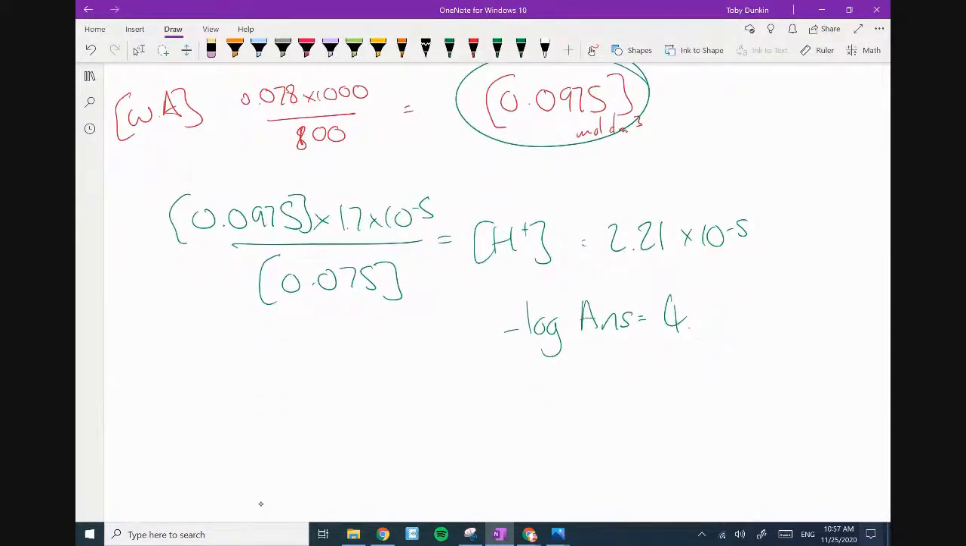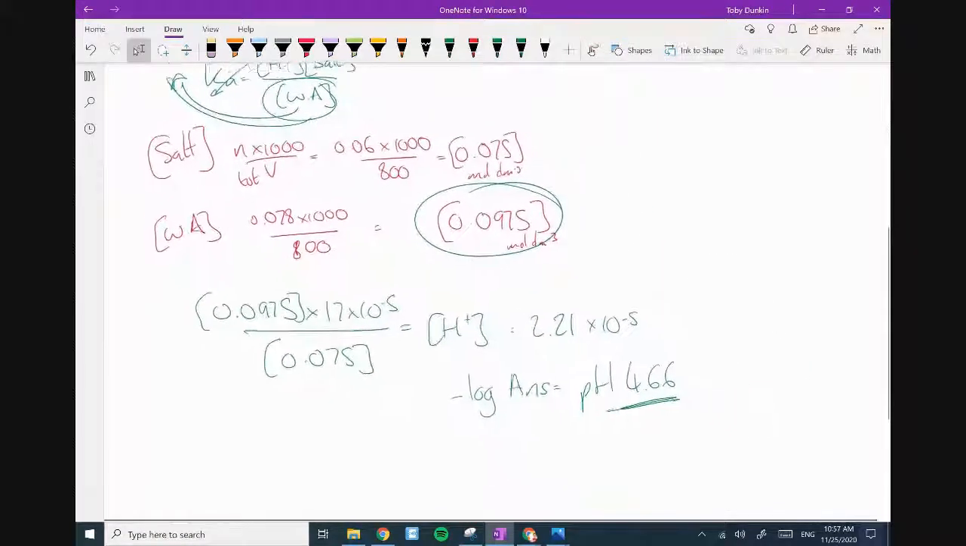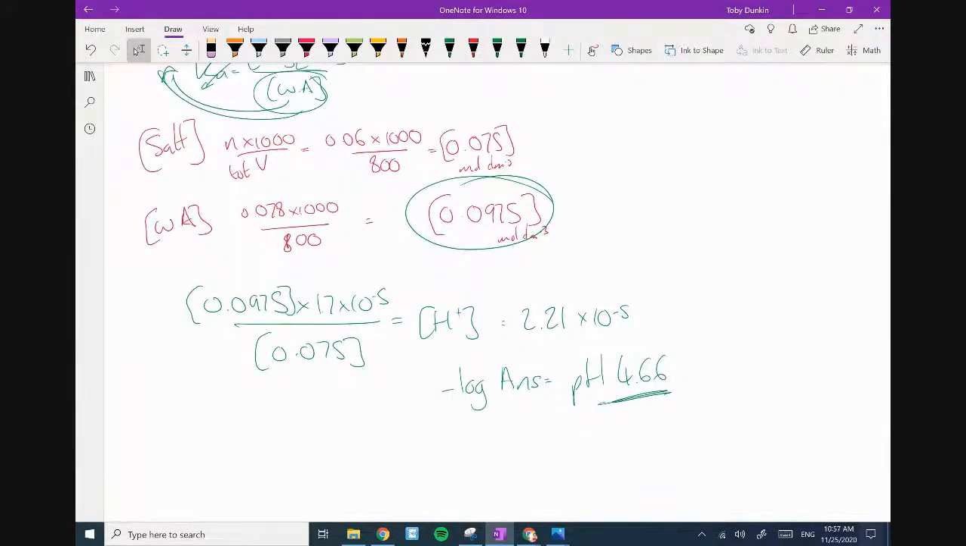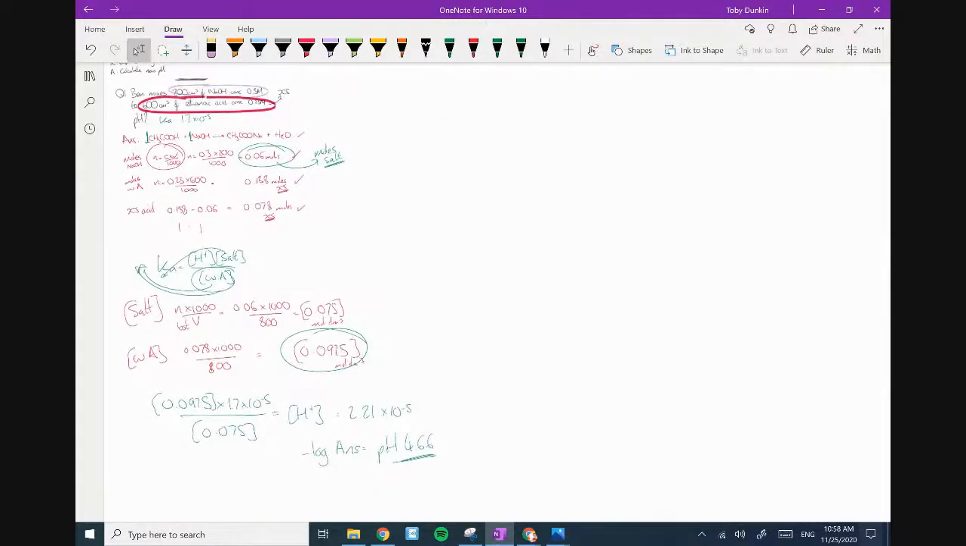Put your hand up if you got it. pH 4.66. The question didn't state number of decimal places, so I can just give it 3 sig fig. Can everyone give me a shout out on the chat if they got it, please? I like it. So that was the last lesson.